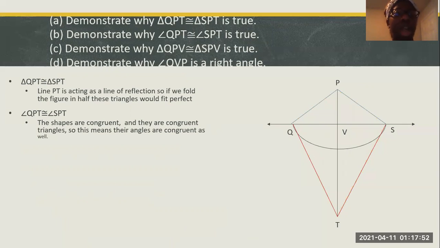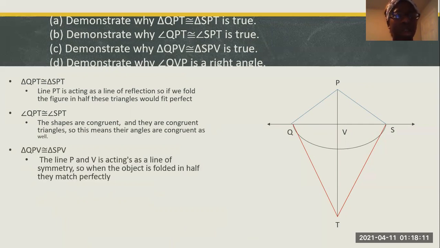Now let's go to angle QPT is congruent to SPT. And this is just like the first one. The shapes are congruent and they are congruent triangles. So this means their angles are congruent as well.